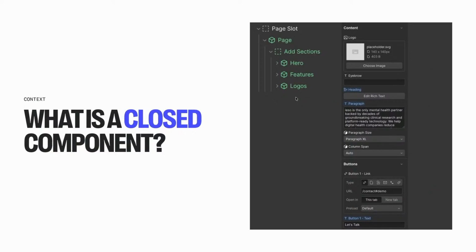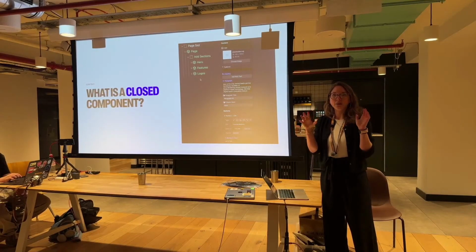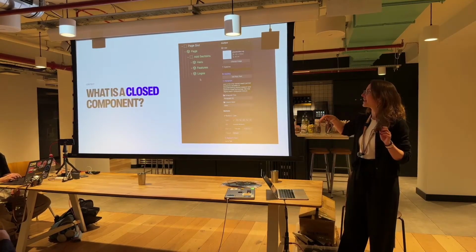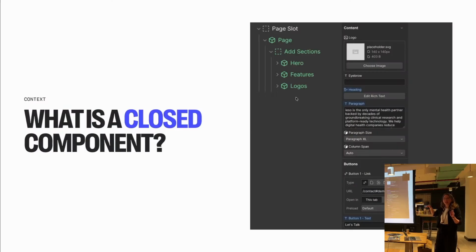The other option is often referred to as closed components. These are more contained. They sometimes have slots, but more often they have lots of props and variants that you can switch between. It might be a little bit more client-friendly because you don't have as many nested options in there. Pros and cons to both.